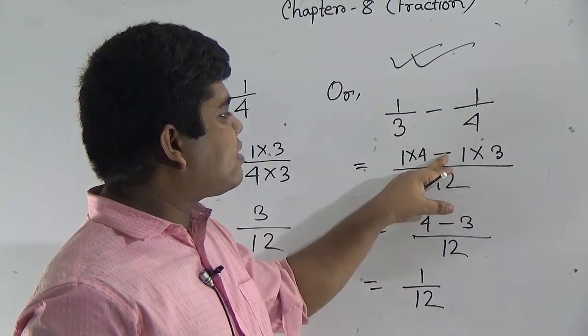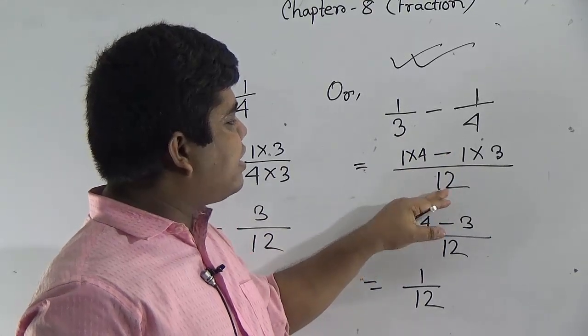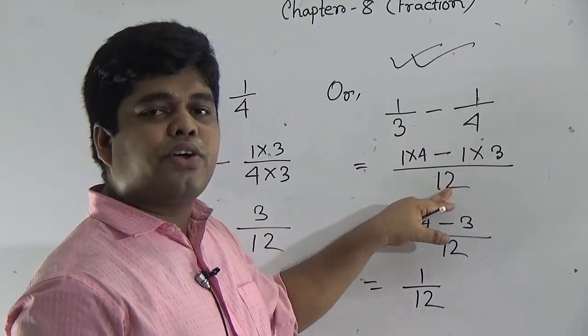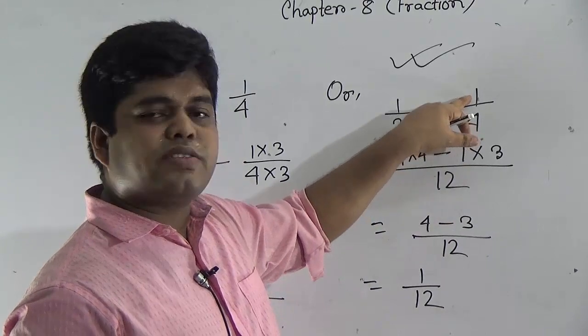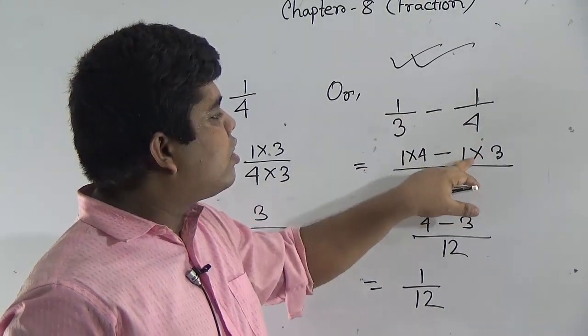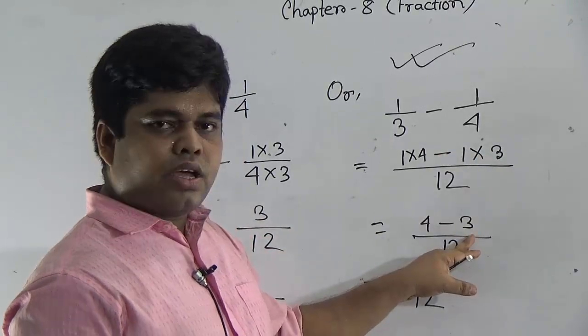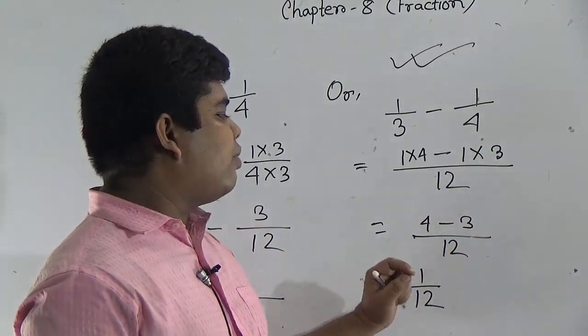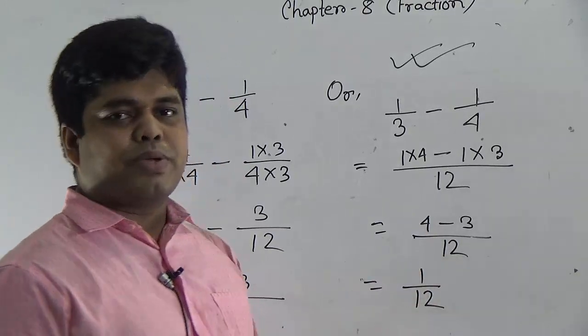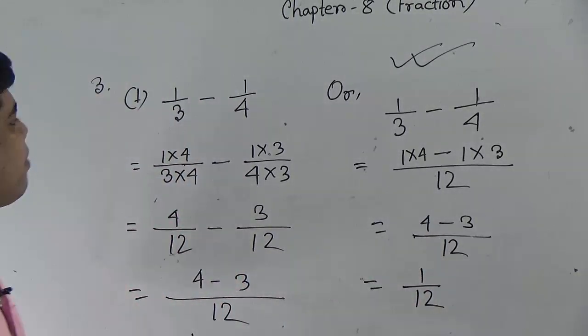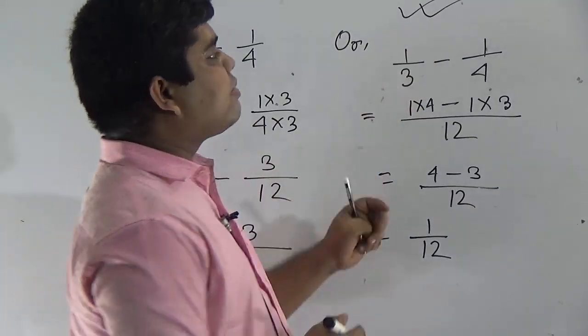Next, minus here. Now we divide this 12 by this 4 and we get 3. 3 is multiplied with this numerator. Here the numerator is 1. So 1 is multiplied with 3 and we get 3 1s are 3. Now we subtract 3 from 4 and we get 1. So 1 by 12 is the answer. I hope you have understood this method.